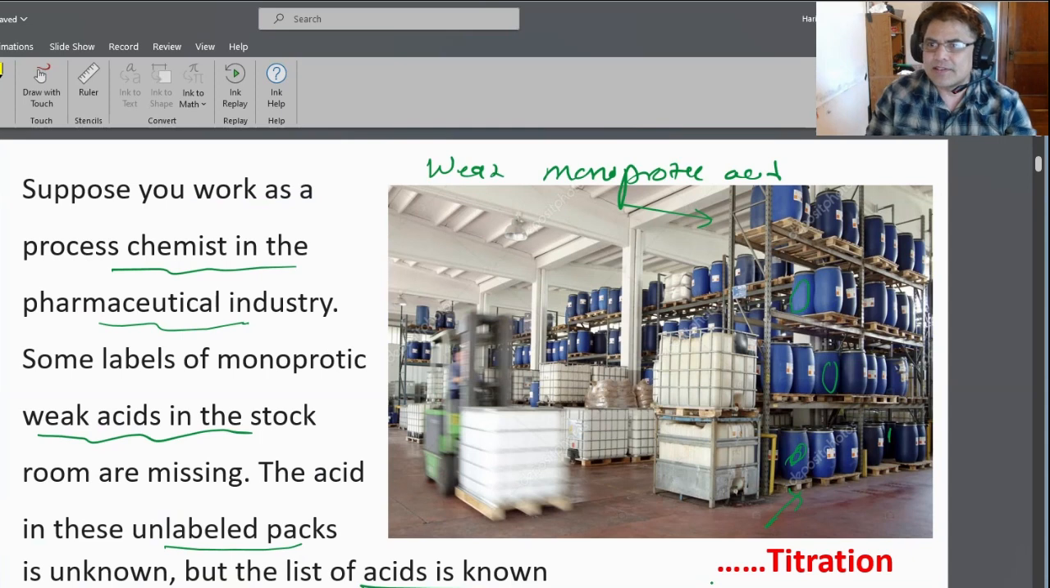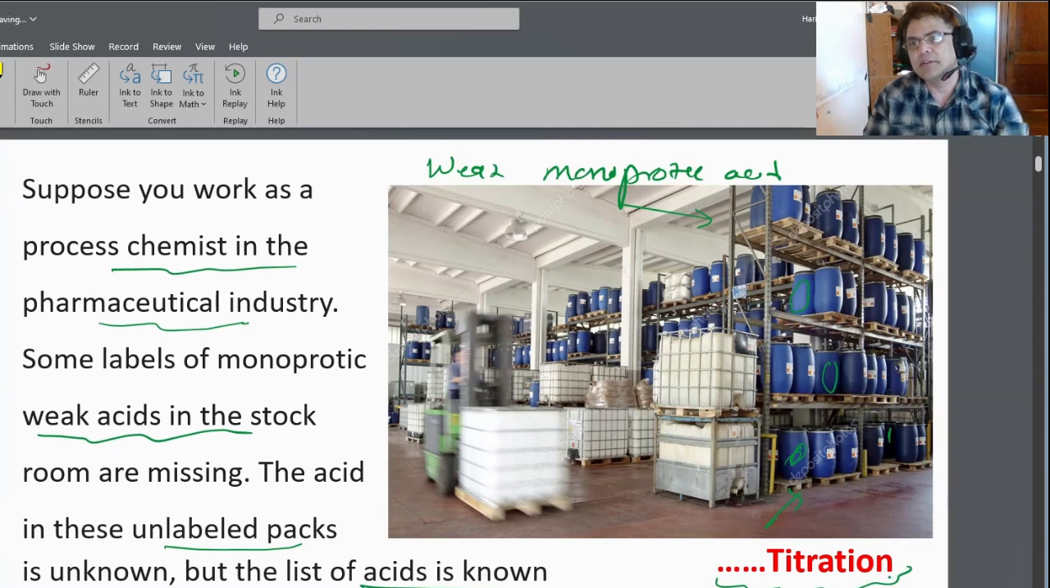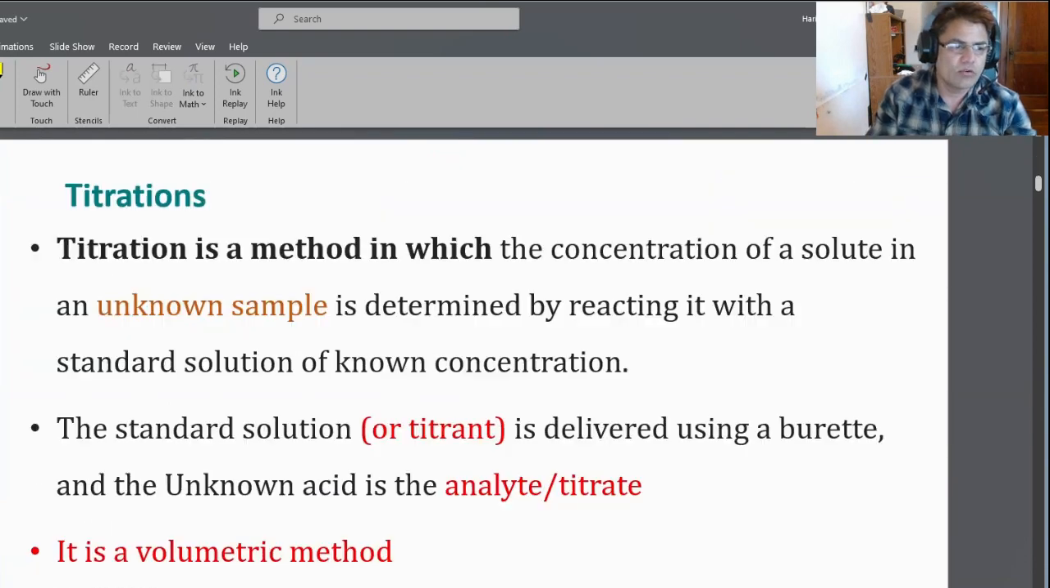You are a chemist, so we have many ideas, many analytical techniques to find the unknown here, but one of those analytical techniques is titration. The easiest and very traditional one is titration. We will do titration, and then we will find what is unknown here and how much concentration is there. Now let's go to the titration.